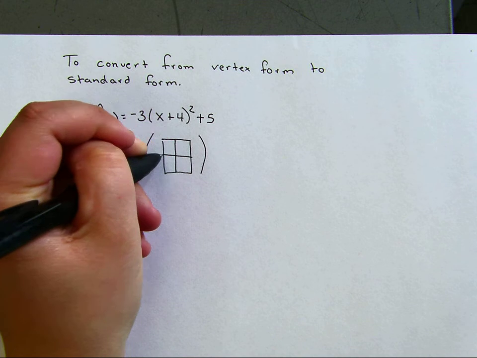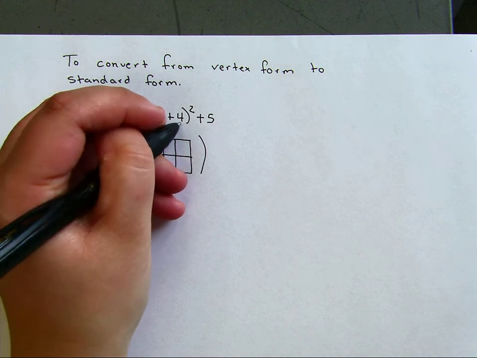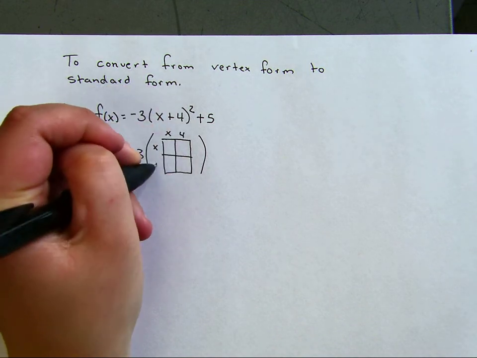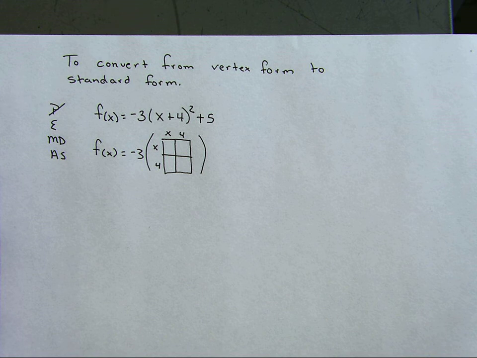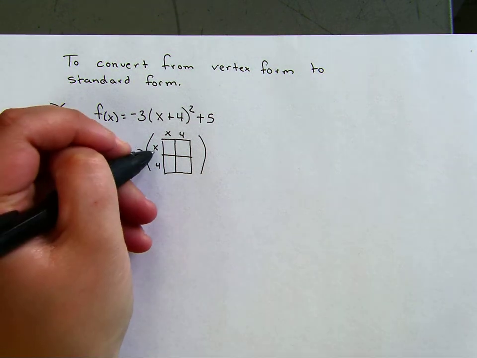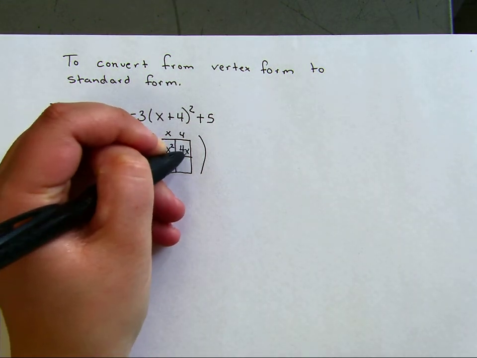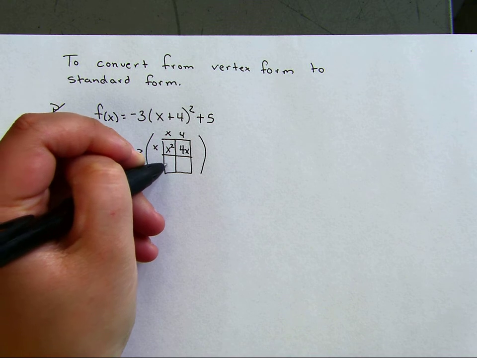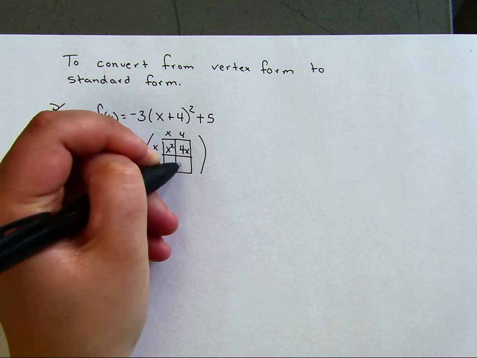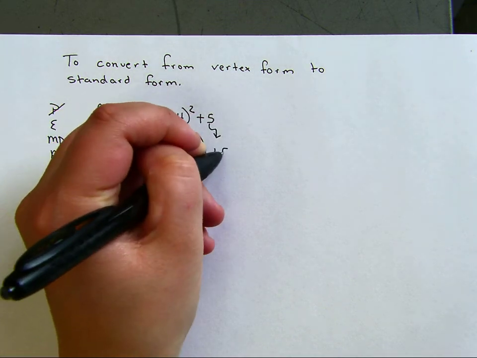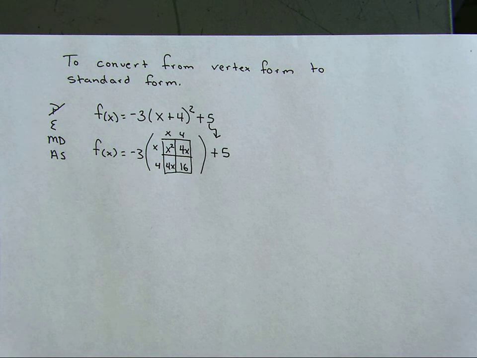So in previous lessons, when we have something like (x + 4) all squared, you just put it on the edges of the box like that, and then multiply in. So x times x is x squared, x times 4 is 4x, 4x, and then 4 times 4 is 16. Now we have to remember to drop down that plus 5, because we're not allowed to do anything with that yet.